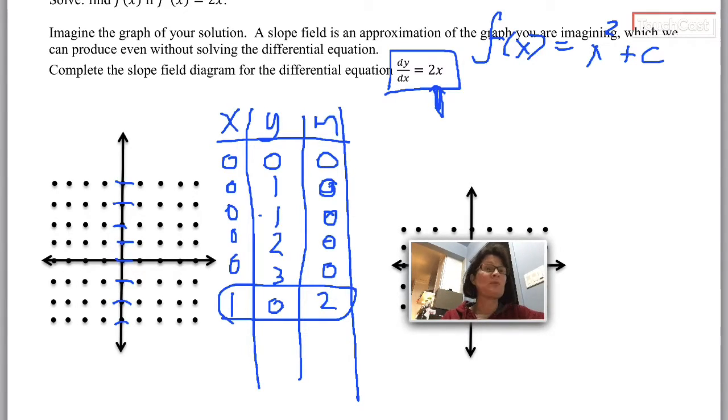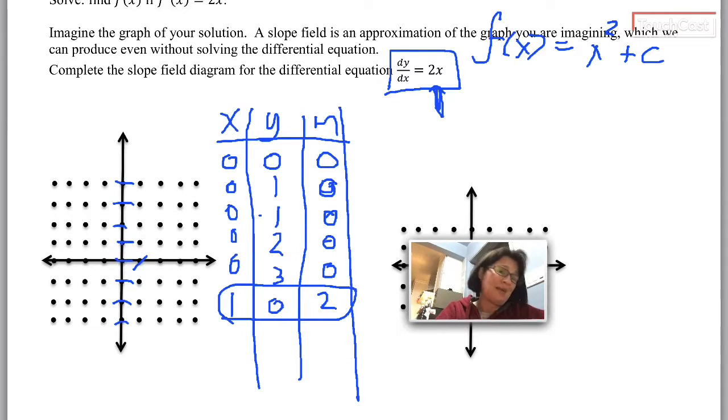Positive slope. It's going to be steeper than any slope of 1 you might decide to draw, although we won't have any in this picture. It's going to be less steep than a slope of 4. So here's what I do. When x is 1, I say my slope is going to be 2.